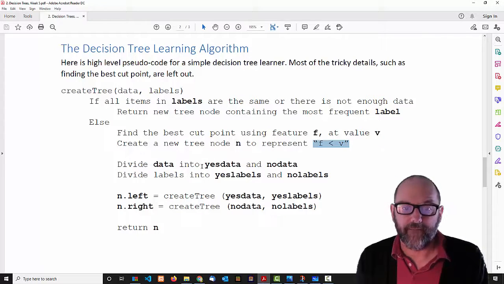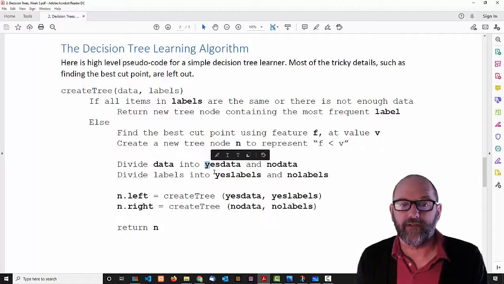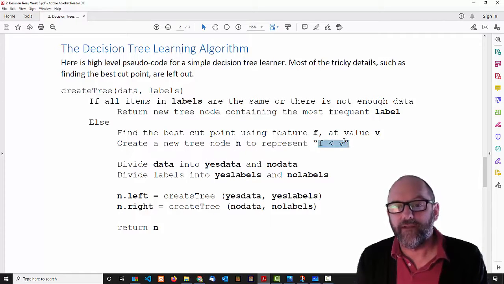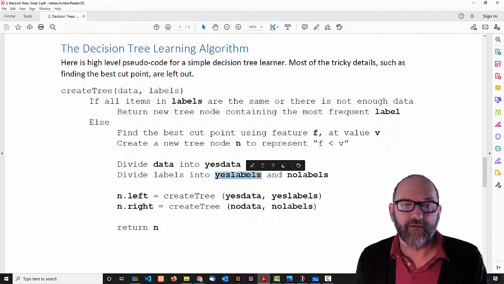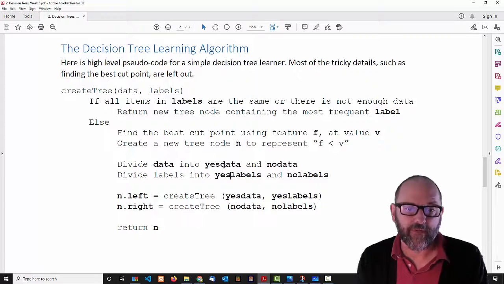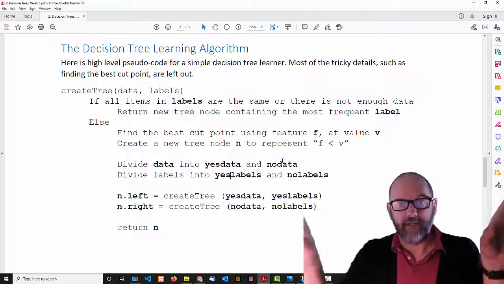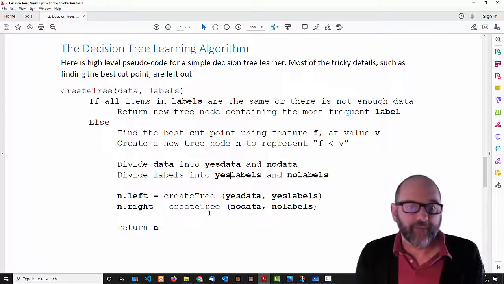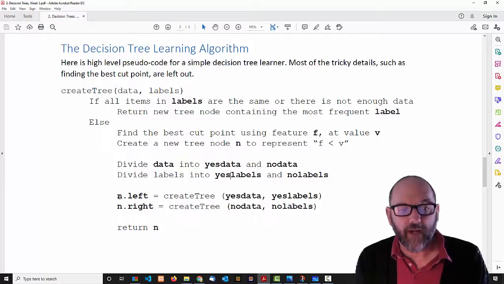And then you divide the data into yes data and no data. So you go through all your data points in here, and anything that is true on this feature value, where that data point is less than the value, you put it in the yes data, and if it's false, you put it in the no data. And then you divide the labels the same way. So you end up with yes data and yes labels, which are related arrays, a smaller data set, and no data and no labels to represent the left and the right side of the tree, the yes and the no side of the tree.